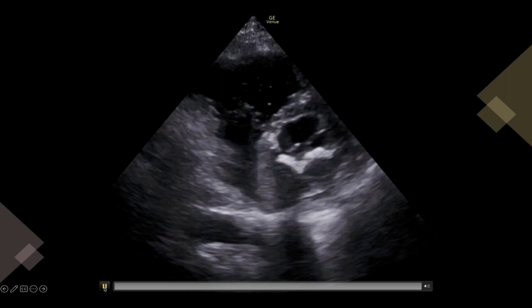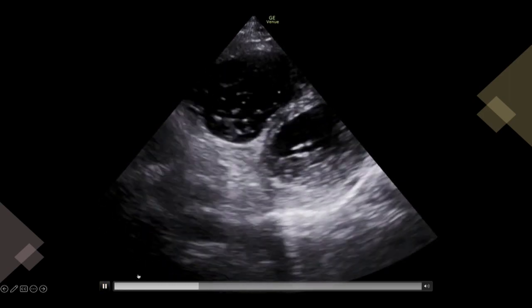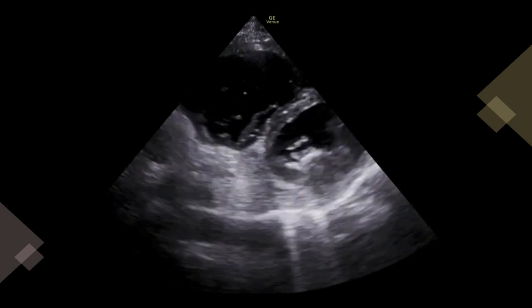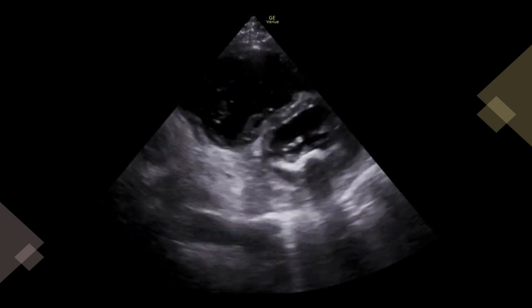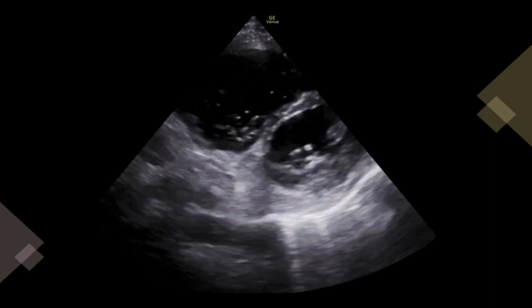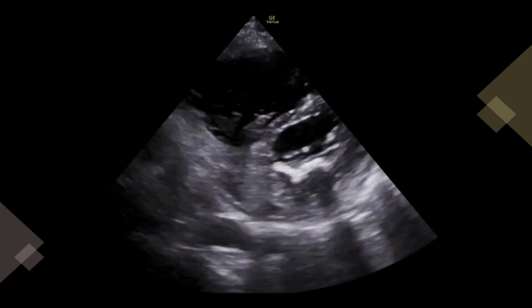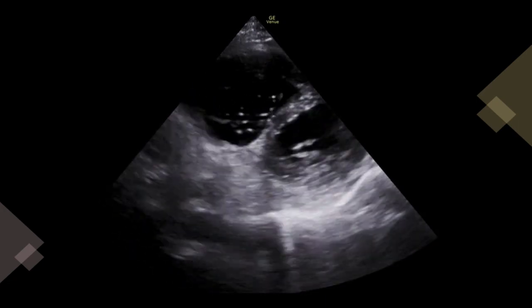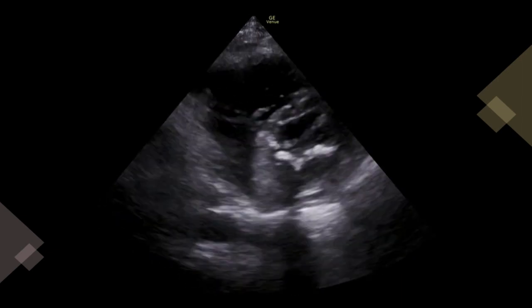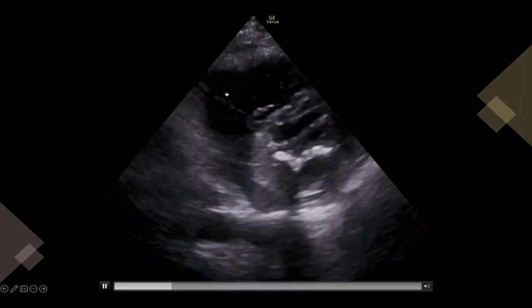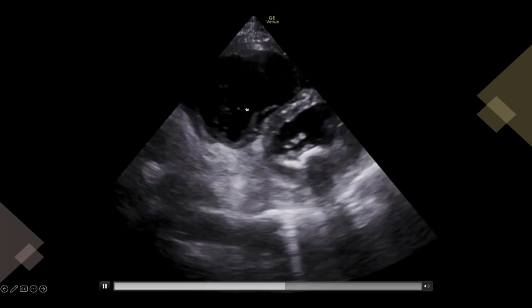Anybody know what this view is by any chance? Don't be shy. This is a parasternal short view. And we get this and we get a little concerned. Anybody know why? What is this right here? I guess this chamber right here.